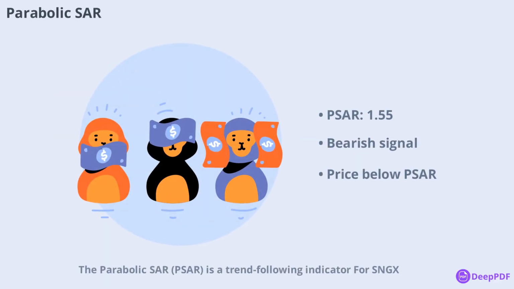The parabolic SAR, PSAR, is a trend-following indicator. For SNGX, the PSAR value is 1.55, which is above the current price. This placement typically signals a bearish trend, suggesting that the stock may continue to face downward pressure unless the price breaks above the PSAR level.